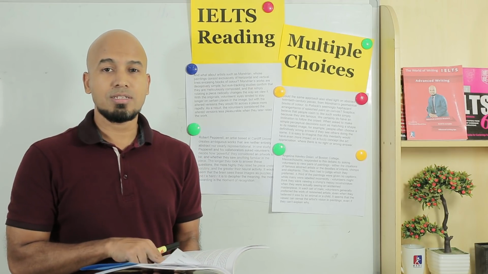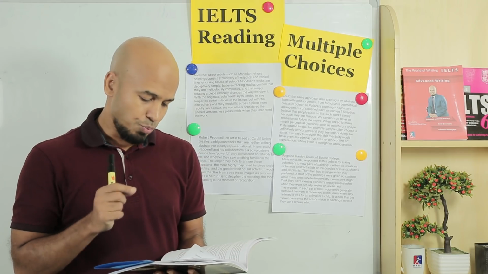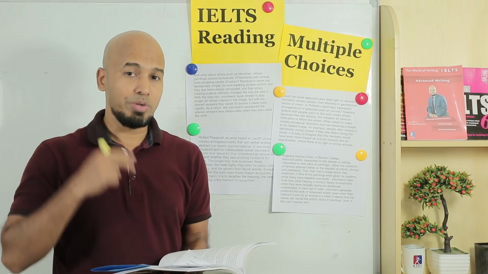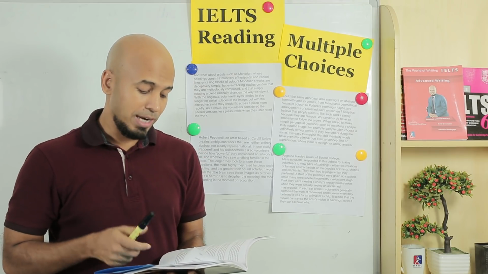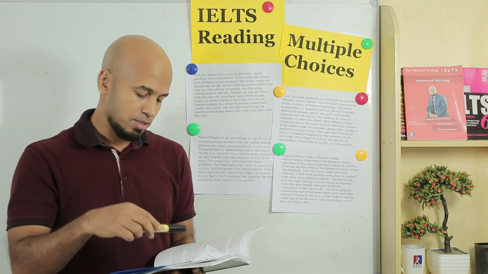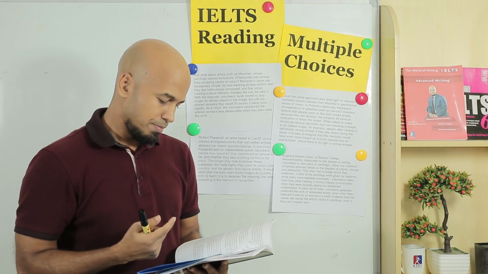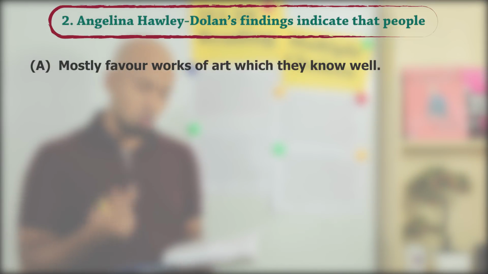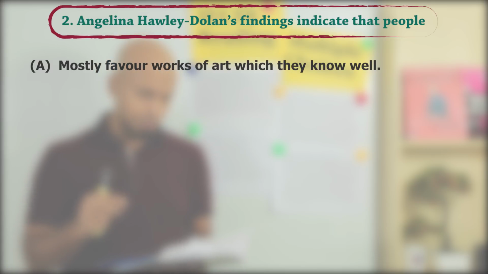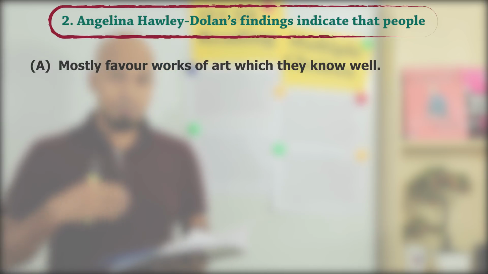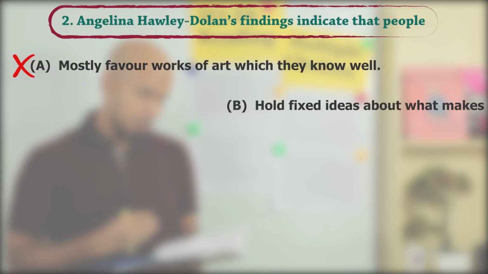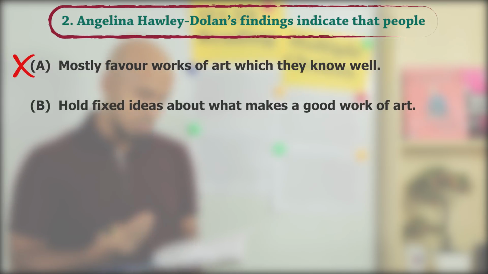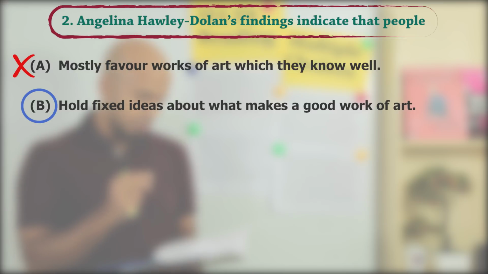As you know, in IELTS you have very limited time. It's wise to read less and to infer more, guess more, especially in the multiple choice type. So the first one, mostly favor works of art which they know well. In terms of favor, if I think about the result, I didn't find anything about favor or their preferences. So number B, hold fixed ideas about what makes a good work of art. B could be, but I'm not sure.